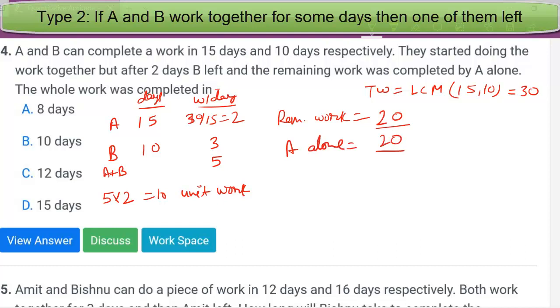So this remaining work, that is 20 units, can be completed by A alone in 20, which is the work, divided by the work per day of A, which is 2. So 20 by 2, that means 10 days. So A can complete the remaining work in 10 days. Now you are asked the whole work was completed in, so 10 days is this, and 2 days they had been working earlier, so 10 plus 2, that is 12 days. So the answer should be C.